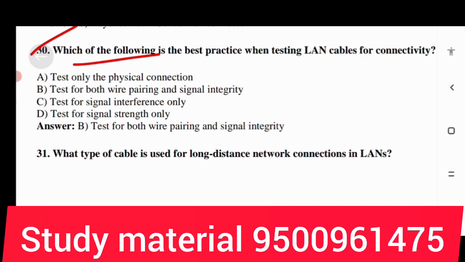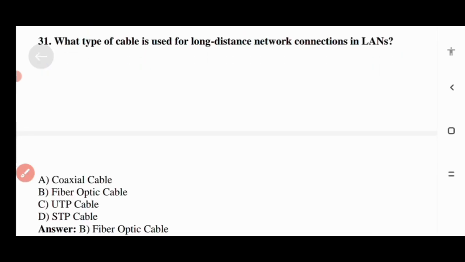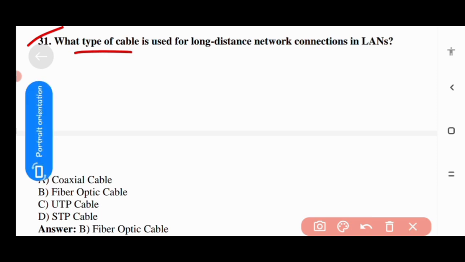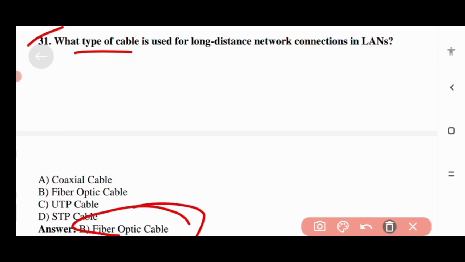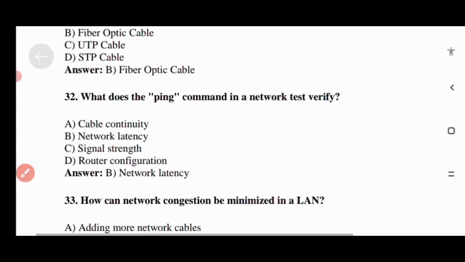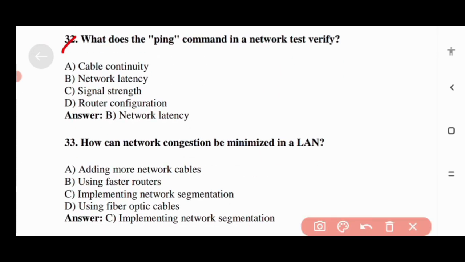Which of the following is the best practice when testing LAN cables for connectivity? Test for both wire pairing and signal integrity. What type of cable is used for long distance network connections in LANs? Fiber optic cable. What does the ping command in a network test verify? Network latency.